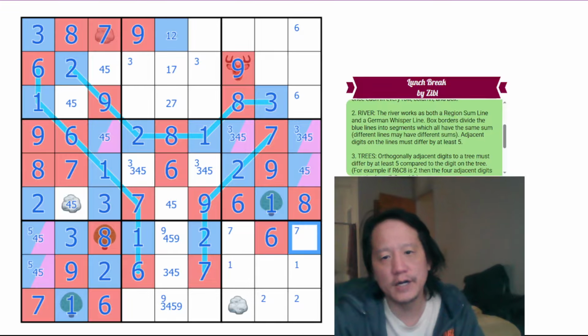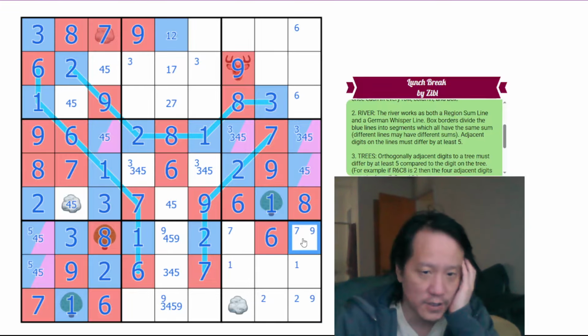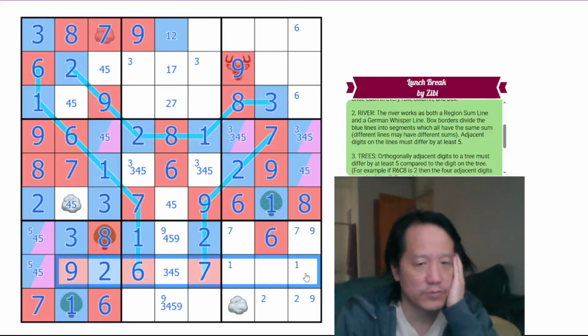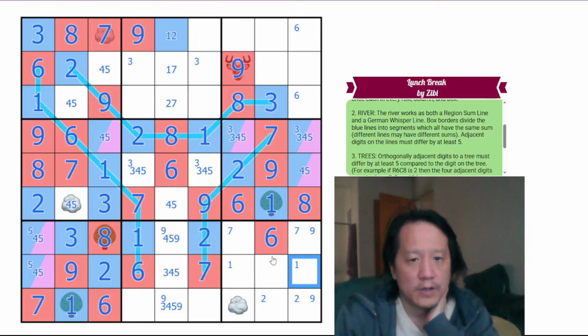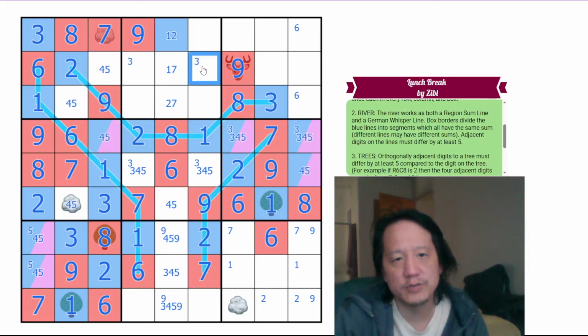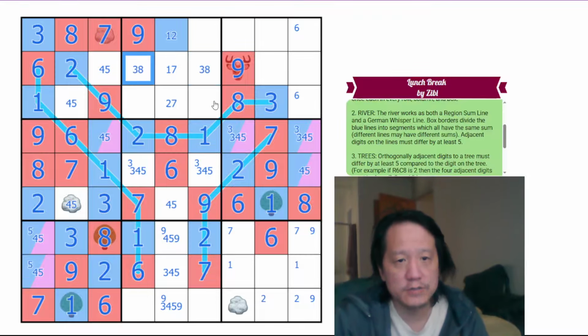We know 9 has to be one of these 2 digits in column 9, because it can't be here because of 9 in the row. Okay, 8. Where can 8 be? 8 has to be one of these 2 digits, so this becomes a 3-8 pair. 3-8, 3-8. 3 has to be one of these 2 digits here.